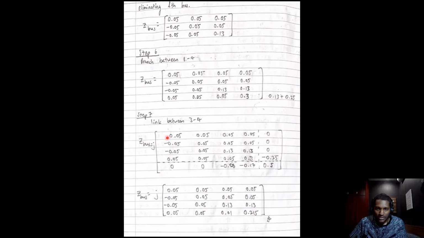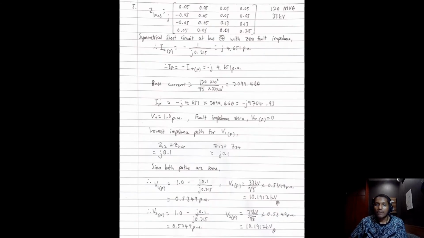So we will be doing 7 steps of this bus building algorithm. So we will get the final answer, which is this bus admittance right here. Sorry, bus impedance. Using that bus impedance that we got, we will be able to calculate the fault for the current and voltages. So that will be for question 5.